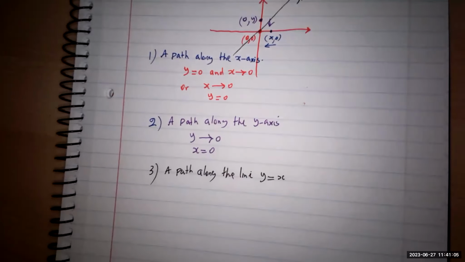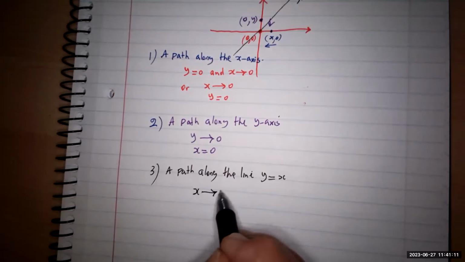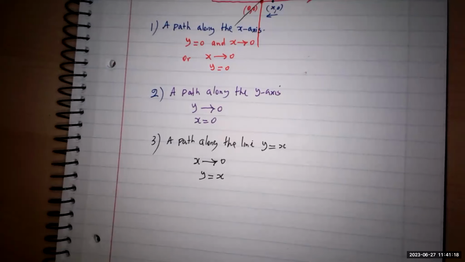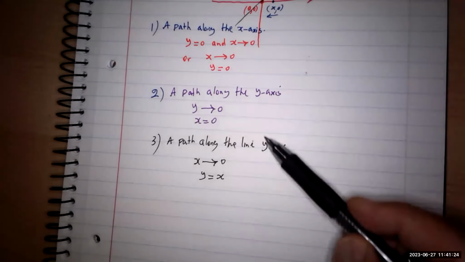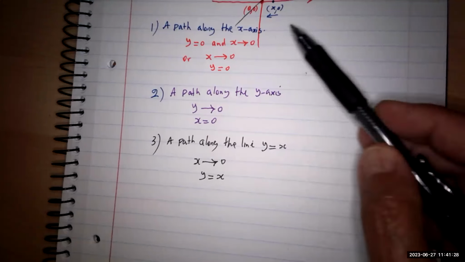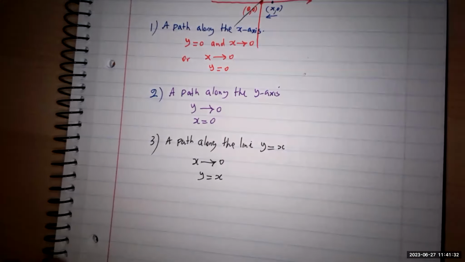So this means you go to your function, replace y by x, and let x go to 0 or y go to 0. So we usually say x goes to 0, but replace y by x. Everything would be a function of x. Then you let x go to 0. If you get a number which is different from the first case and the second case, then you can say that the limit does not exist. Any question?